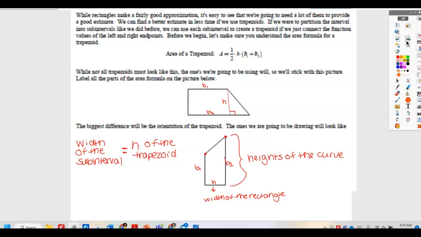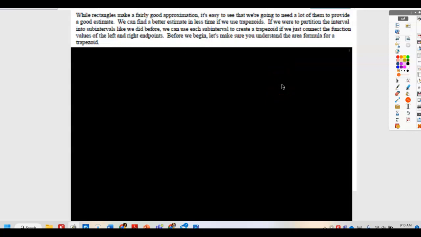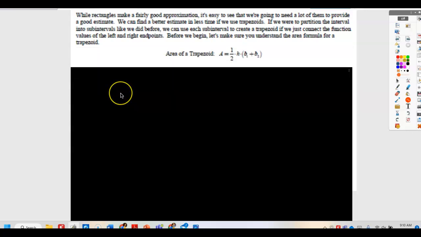Rectangles are really okay approximations. What we noticed is on curves there was a lot of dead space, and that dead space led to over or under estimates. So then along came this trapezoid method. They said, if you think about the area of a trapezoid, it's 1/2 the height, base 1 plus base 2.